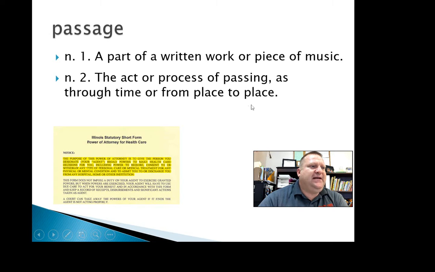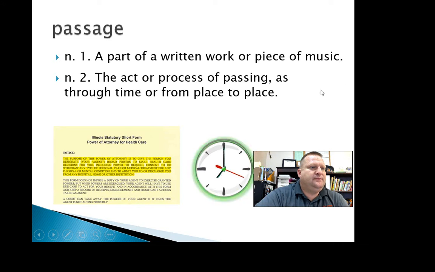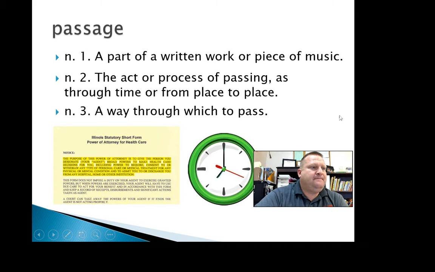A passage could also mean the act or process of passing as through time or from place to place. So if you have to pay a toll for passage through a certain area, or if you wanted to travel through an area, there might be a fee to go through that passage. The passage of time also. The act or process of passing. I'm sorry, this is more of the definition of that first one that I said. A way through which to pass is a passage. If there was a secret passageway in your house hidden by a secret door, that could be considered a passage.